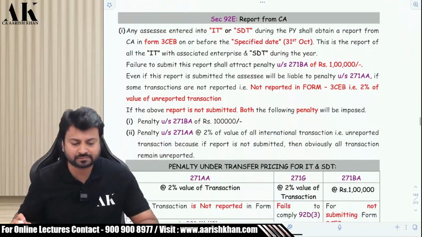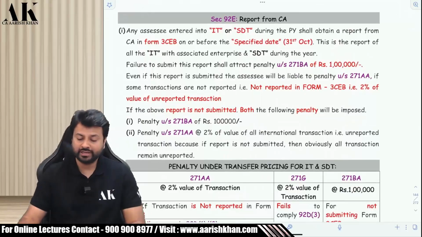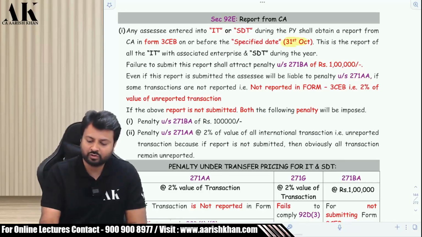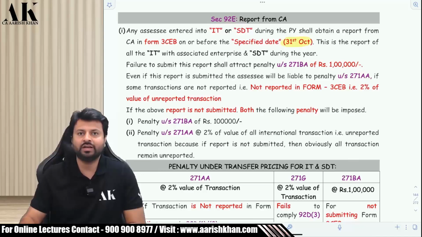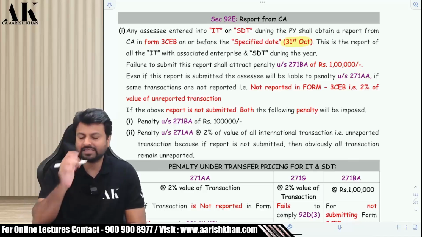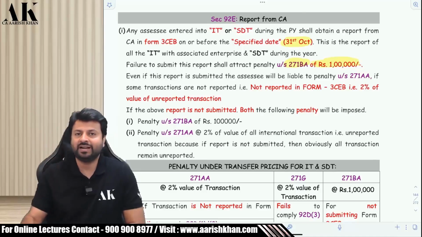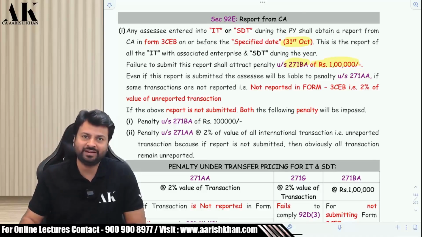Okay, check it please. So let's move on to the next point, and that is the report from a CA. Every transfer pricing assessee who is entering into an international transaction or specified domestic transaction has to obtain a report from a CA in Form 3CEB, and it has to be filed by 31st of October. If you fail to file this report, then there is a penalty under 271BA of 1 lakh rupees. You have to pay that.